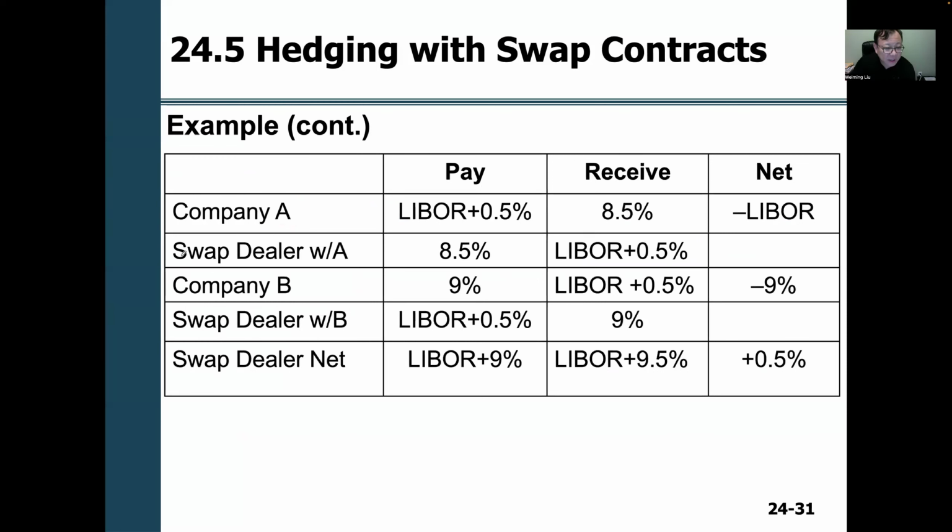So for the swap dealer, when he's dealing with A, he pays 8.5, receives LIBOR 0.5%. When the same swap dealer is dealing with B, he is paying LIBOR plus 1.5%, but he receives 9%. So take a look, right? When he's dealing with A, the swap dealer is paying 8.5. When he is dealing with B, he receives 9%. So that's the 0.5% benefit for the swap dealer. Okay.